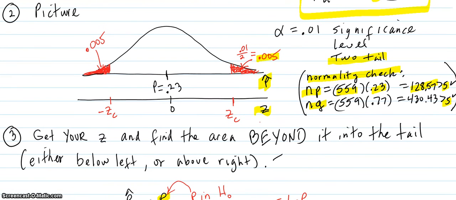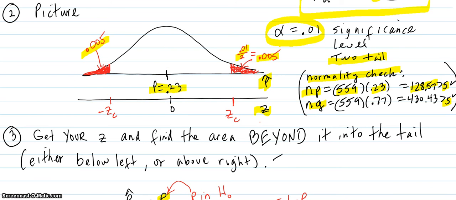Draw your picture. It's an alpha equals 0.01 significance level that we're given, but it's a two-tail, so we have to split the alpha in half and put it into two tails, 0.005 here, 0.005 there, because the proportion could be greater in the right tail or less in the left tail. So this is your setup.